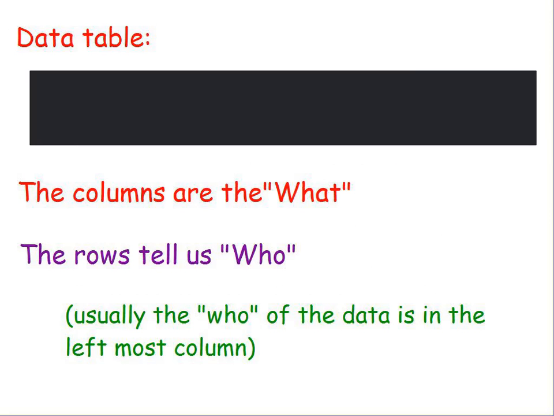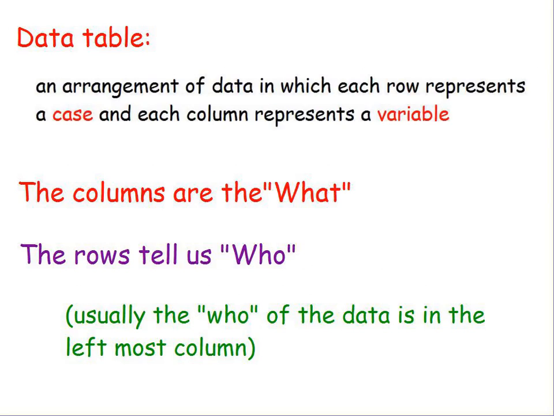Now, typically when we collect data, we tend to organize data in a table. A data table is simply an arrangement of the data in which each row, and remember rows go horizontally, represents a case or an individual, and each column represents a variable. Now, the columns are the whats. So when we think of the word what, you will hear the word variable associated with our whats. The rows will tell us the who.